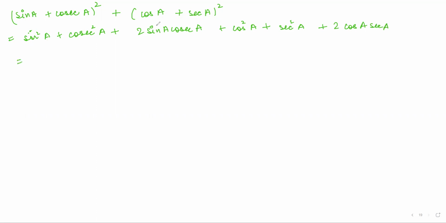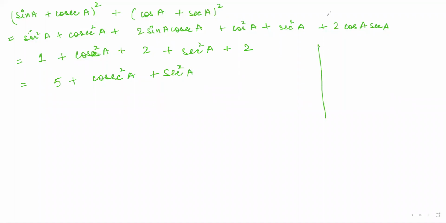Now this sin square A plus cos square A will give you 1, and plus then you have cosec square A plus, so this will give you 2, I think you know how, and plus then you have sec square A, and again you will get 2. Oh, I think it can be done much simpler. So 5 plus cosec square A and then plus sec square A, right?